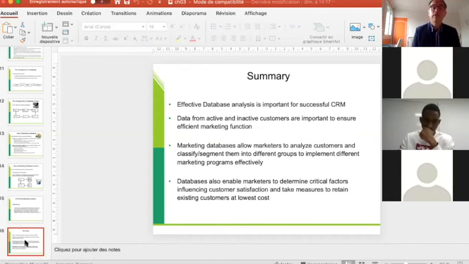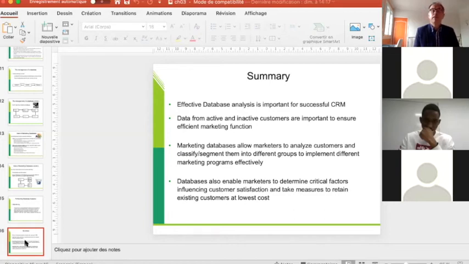In summary, we have seen what is a database. So effective database analysis is important for successful CRM. The data comes from active and inactive customers, and it's important to ensure efficient marketing functions, because you can improve your marketing. You can decide if you want to relaunch inactive customers if you consider that they are valid, or if the customer lifetime value is important. If not, you can decide to abandon these customers.